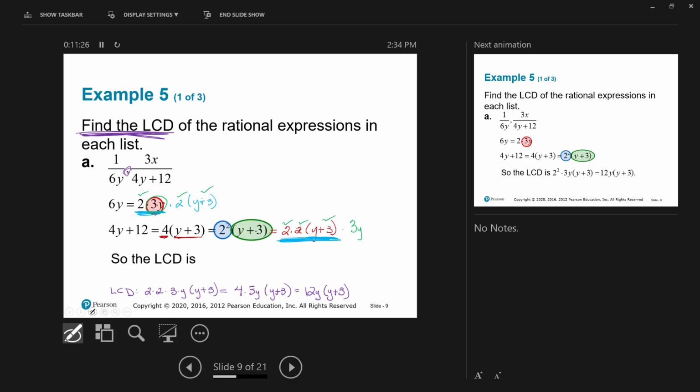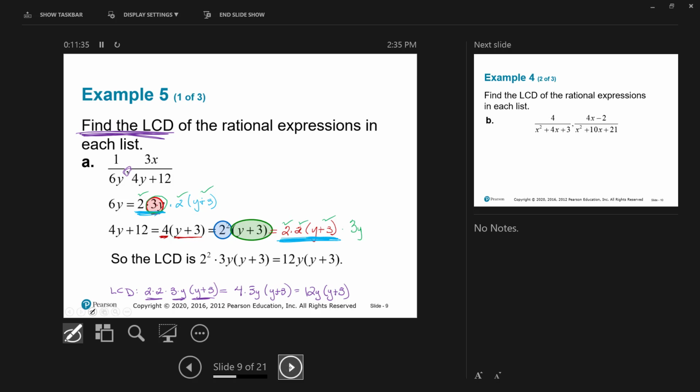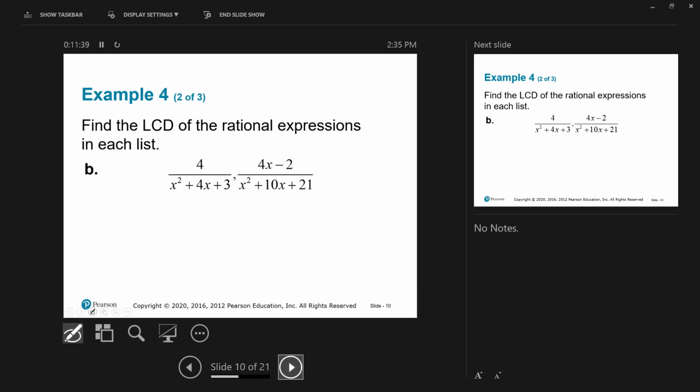The 2 2's, the y plus 3, which is exactly what we have. We have the 3y, we have the 2 2's, and we have the y plus 3. So their common denominator is exactly like our common denominator. Good? Okay, let's try another example.